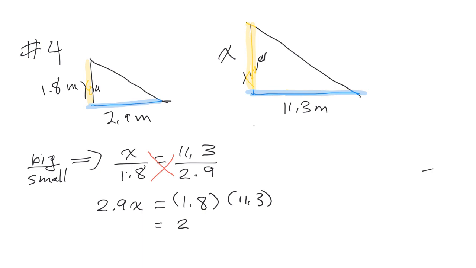So now, anybody know what we got to do next? Divide. Divide by what? By 2.9. Exactly. So divide everything by 2.9. 2.9 divided by 2.9 is x. So then we take our 20.84 divided by 2.9, and you end up with 7.18.